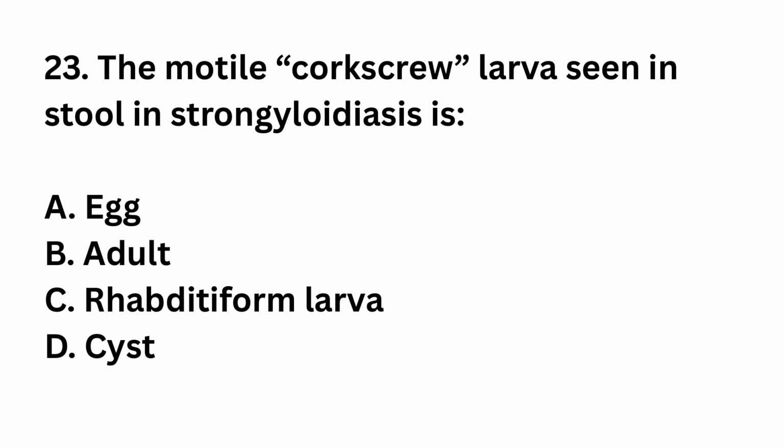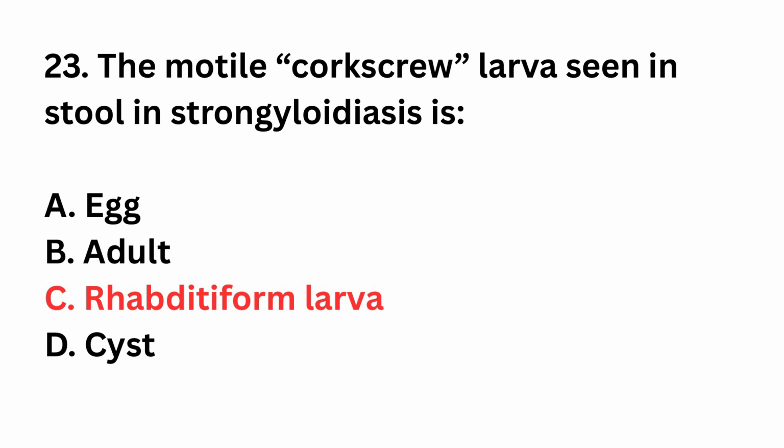Question number 23. The motile corkscrew larva seen in stool in strongyloidiasis is egg, adult, rhabditiform larva, cyst. The right answer is option C, rhabditiform larva. Rhabditiform larvae appear in early infection. Autoinfection occurs when they transform into filariform larva.